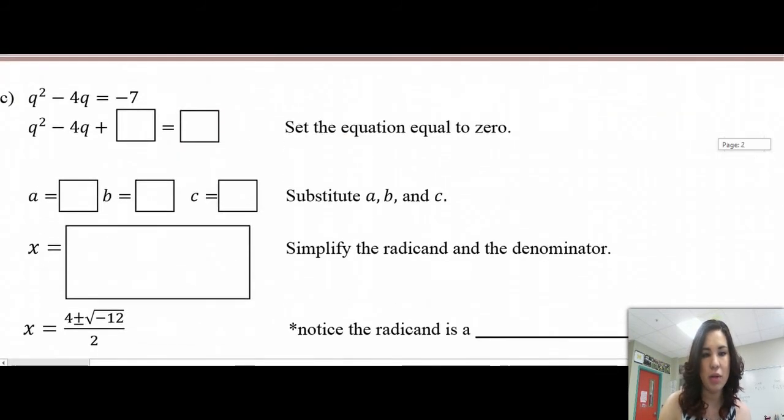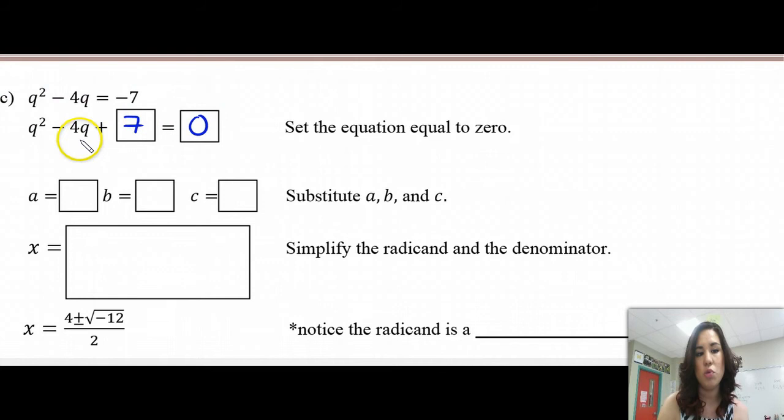Okay, now let's go ahead and look at this one. In this one, same thing. We're going to rewrite this into standard form. So we're going to add 7. So it's going to be q squared minus 4q plus 7 equals 0. Let's go ahead and write a is 1, b is negative 4, and c is 7. Okay, let's plug it into our formula.